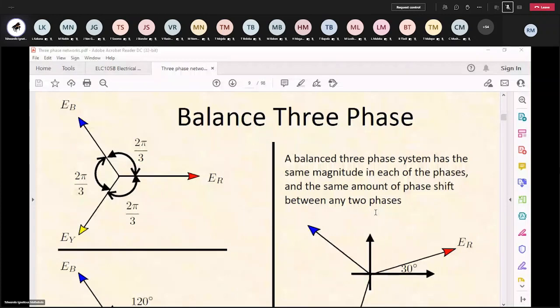Now, we want to speak about a balanced three-phase network. So when we are speaking about a balanced three-phase network, what are we referring to? We are referring to the following: that you would have 3 voltages. These 3 voltages are said to be balanced if they are equal in magnitude and out of phase from each other by 120 degrees.